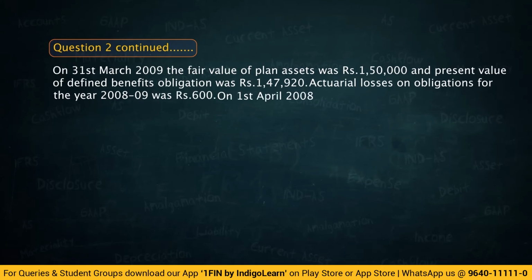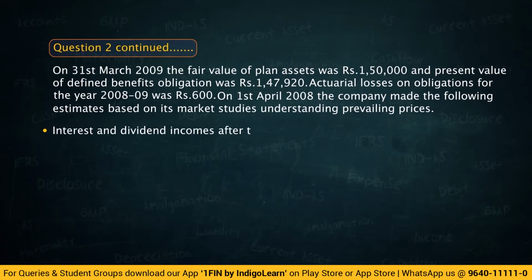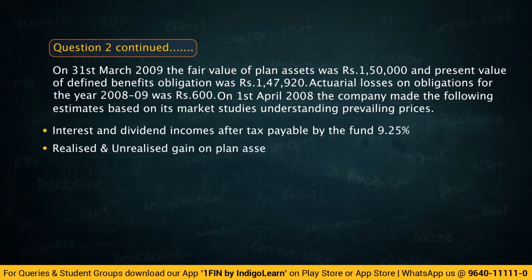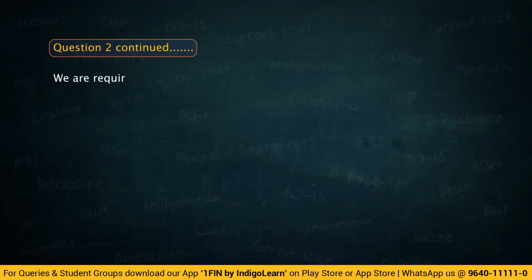On 1st April 2008, the company made the following estimates based on its market studies, understanding and prevailing prices. Interest and dividend incomes after tax payable by the fund 9.25%. Realized and unrealized gain on plan assets after tax 2%. Fund administrative costs 1%, expected rate of return 10.25%. We are required to find out the expected and actual returns on plan assets.